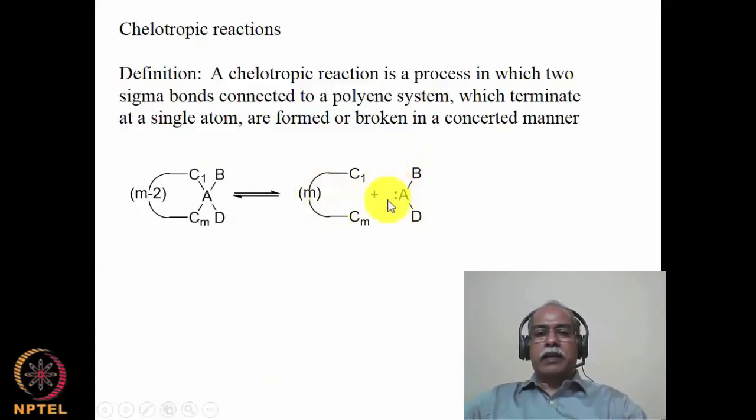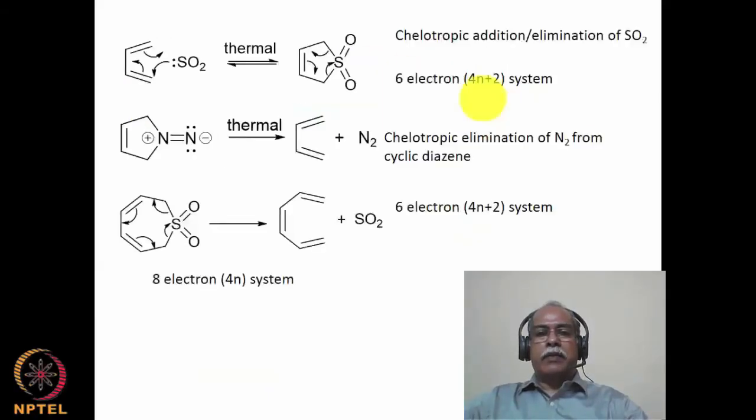Cheletropic reactions are reactions involving elimination of neutral molecules like nitrogen, sulfur dioxide, carbon dioxide, carbon monoxide, and so on. Cheletropic reactions can be analyzed in many ways. Now, let us first consider the examples of cheletropic reaction.